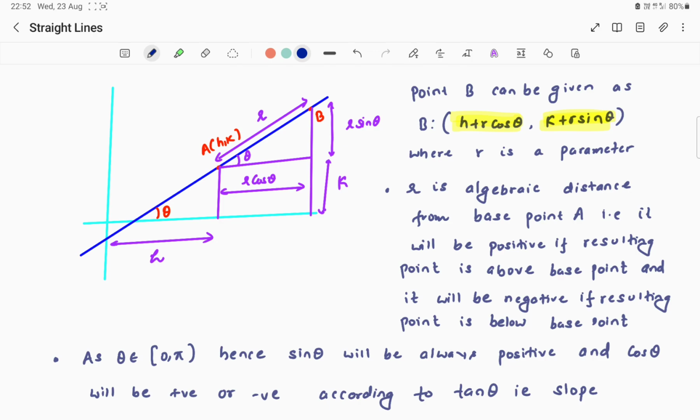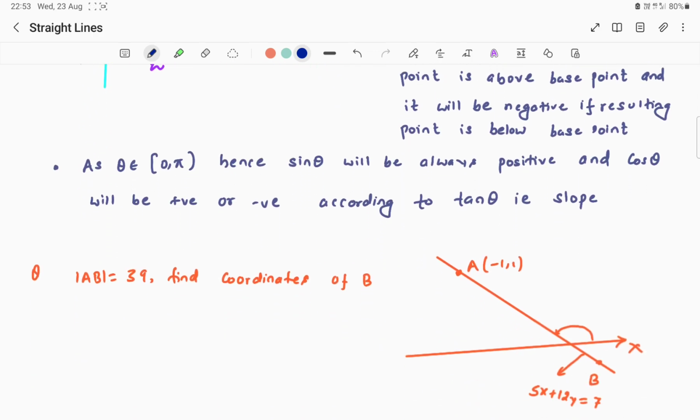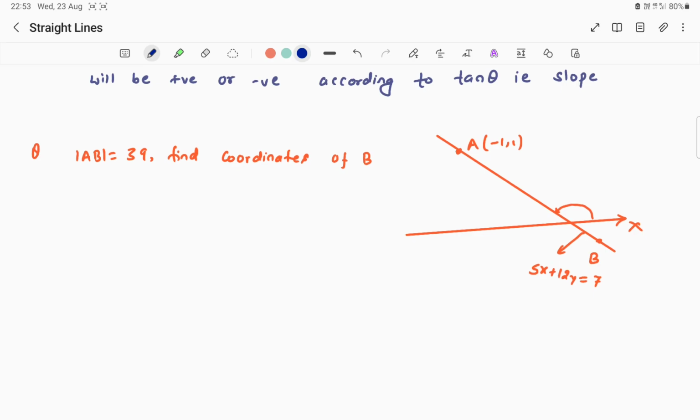Okay. So the conclusion we are drawing is that as theta belongs to 0 to pi, sin theta is always positive. And cos theta will be positive or negative depending on slope. If slope is positive, then cos theta will be positive. If slope is negative, cos theta is going to be negative. What about r? r is the algebraic distance from the base point A. It will be positive if the resulting point is above, and it is going to be negative if the resulting point is below.